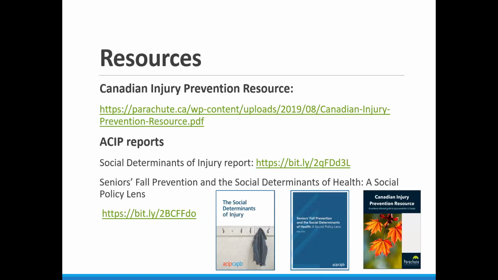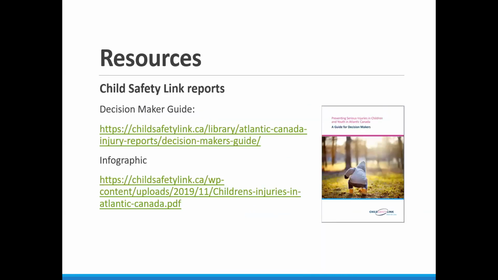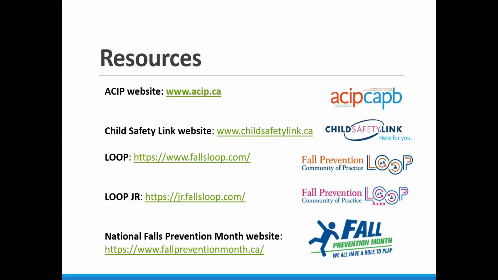As mentioned, these are several resources that we've used both in our work as well as those that we've highlighted in the webinar today. So the Canadian Injury Prevention Resource developed by Parachute, the ACIP reports, Social Determinants of Injury, and the Seniors Falls Prevention one. And Child Safety Link reports, the Decision Maker Guide and the infographic as well. And then we've highlighted just some general websites where you can access fall prevention information, and those that we've looked to certainly in the work that we're doing.